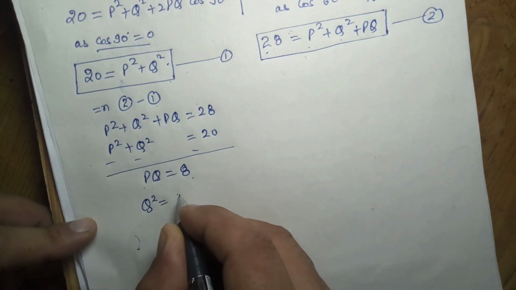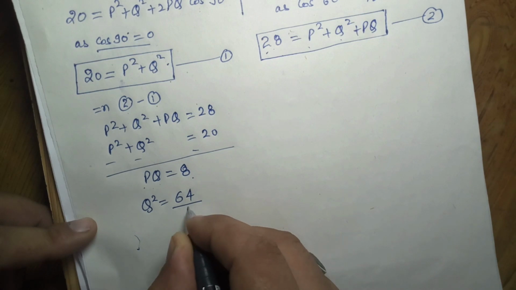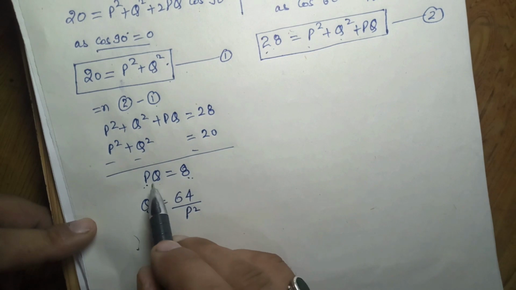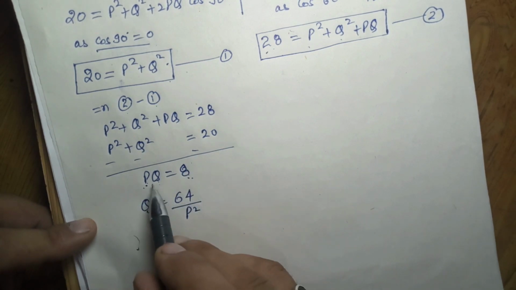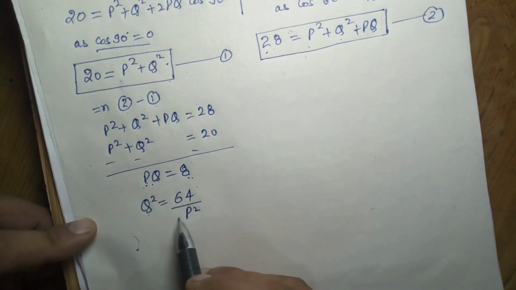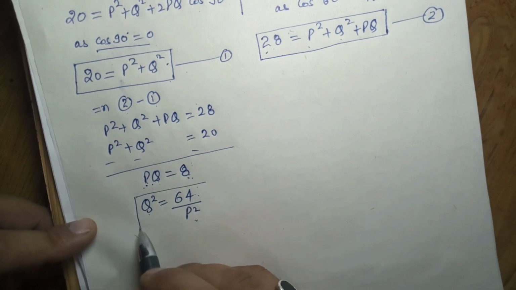Q square is equal to 64 by P square. Now how do I get 64? I take square on both sides. P square Q square is equal to 8 square. So Q square on this side, 8 square, 64. P comes down here, so 64 divided by P square, right? So we get this value.